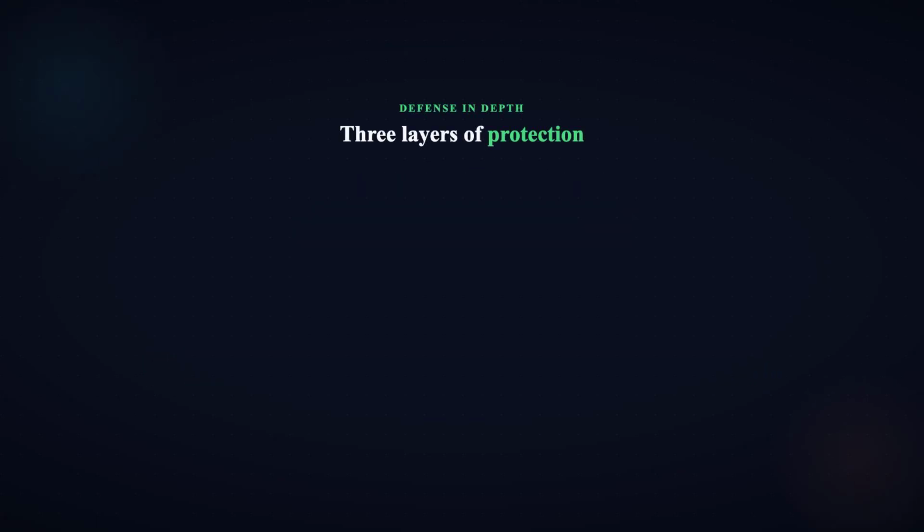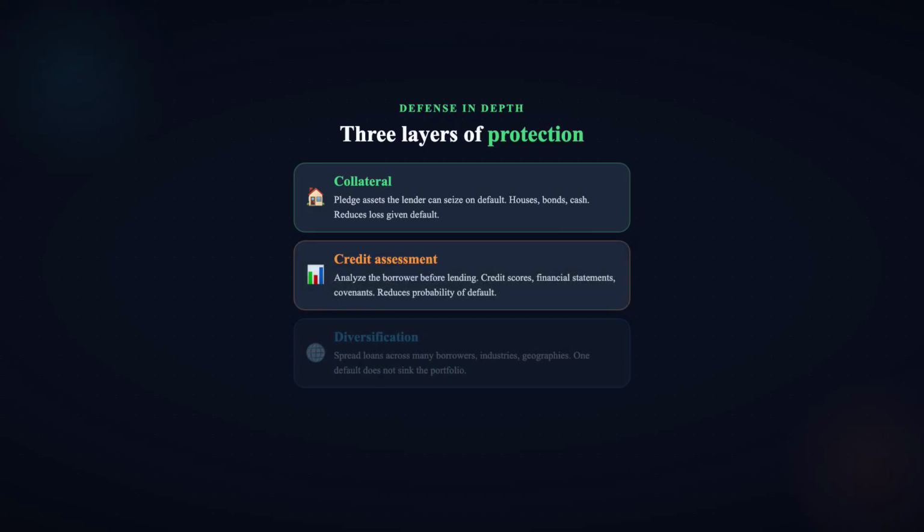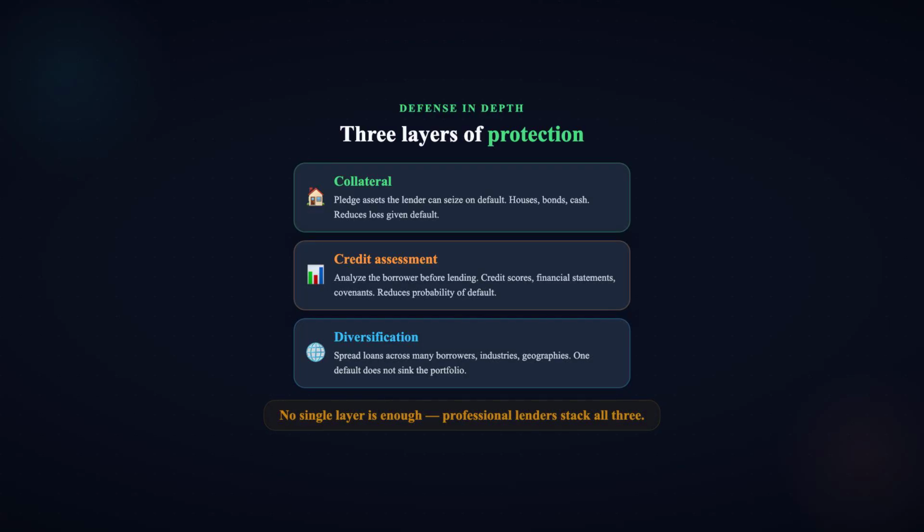How do lenders protect themselves beyond insurance? Three layers, which you have now seen across this series. First, collateral. The borrower pledges an asset. If they default, the lender seizes the asset. A house for a mortgage. A car for an auto loan. Collateral reduces the lender's loss given default.